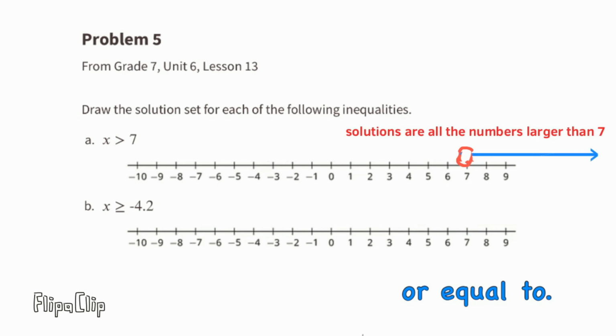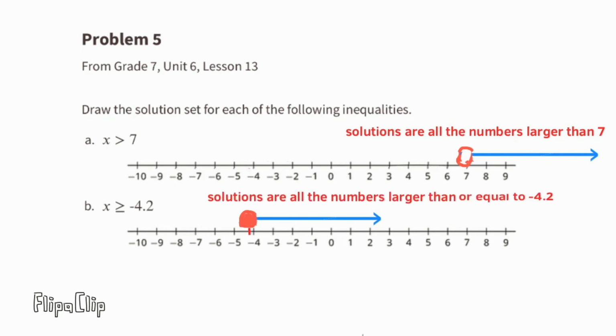The solutions are the numbers larger than 7, not equal to 7 and not less than 7, but larger than 7. B. In this case, the values for x are greater than or equal to -4.2. So not only am I going to circle -4.2, but I'm going to bubble it in because it says or equal to. And it's going to point to the right because these are values that are greater than or equal to -4.2.